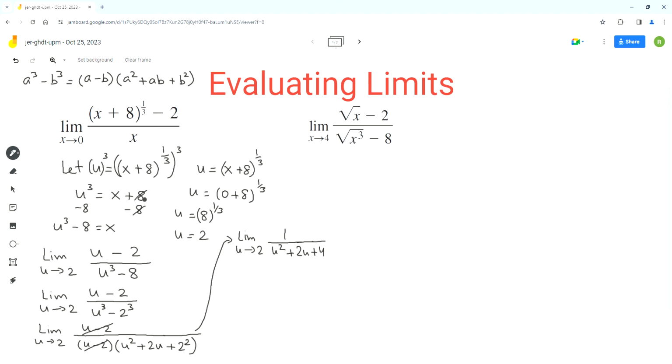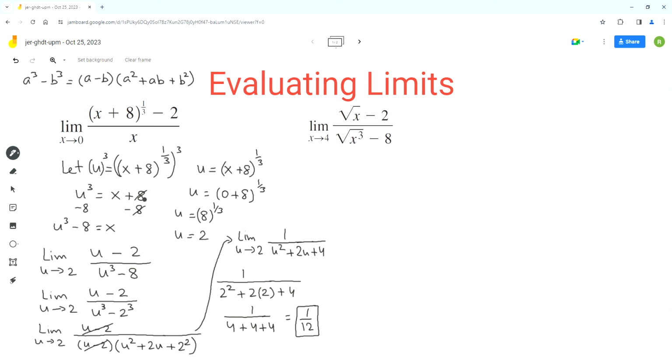And now we can do the substitution for u. So we can sub in u as 2. So I get 1 over 2 square plus 2 times 2 plus 4. And now we can simplify this expression. So we get 4 plus 4 plus 4, which is equal to 1 over 12. So this should be the final answer for this first limit.